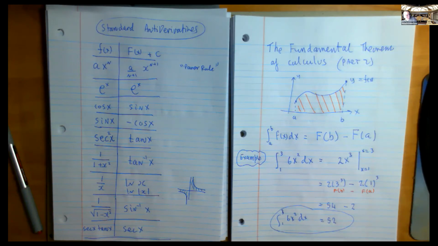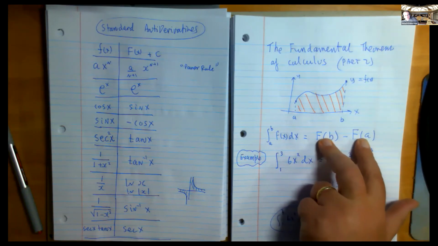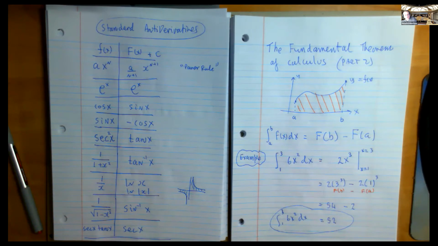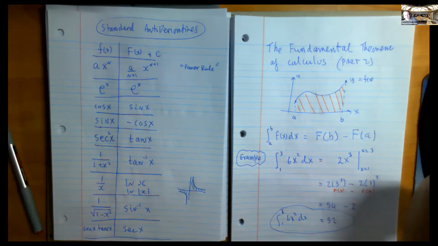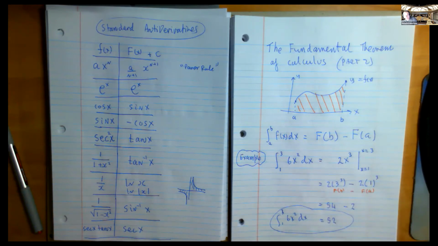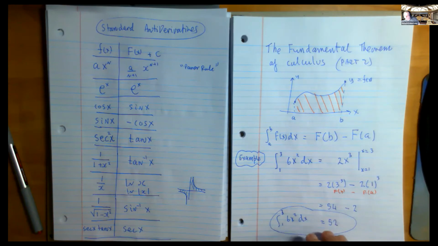The area under a curve is really just dependent on the value of the antiderivative at the start and the finish. That's all you need to know. What's the antiderivative at the start? What's the antiderivative at the finish? Subtract those two and boom, that will be the exact area under the curve.